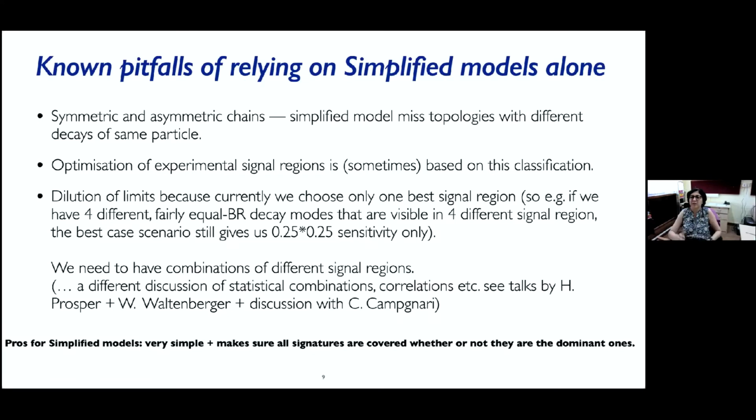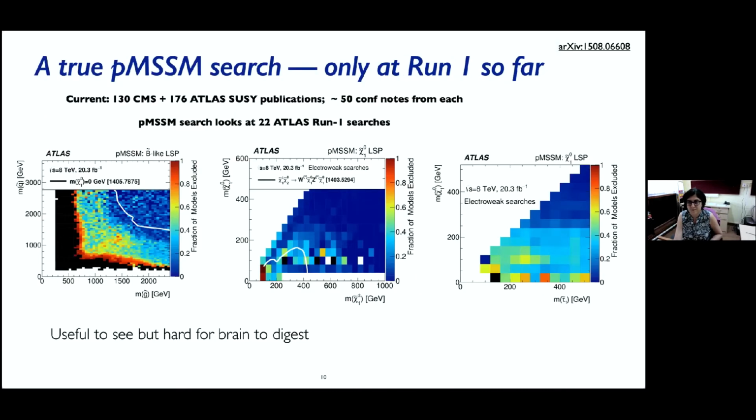And so having these simplified models has the advantage that you're looking at everything without biasing yourself beforehand. So that is the advantage of having simplified models. Okay, so now you have all these simplified model limits, and how do they compare to realistic SUSY models?